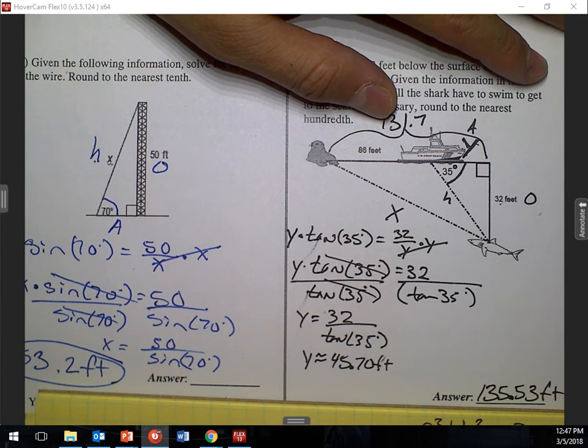So if you knew that there was a shark 40 yards away from you, would you be swimming in that water? Probably not, right? Jaws.